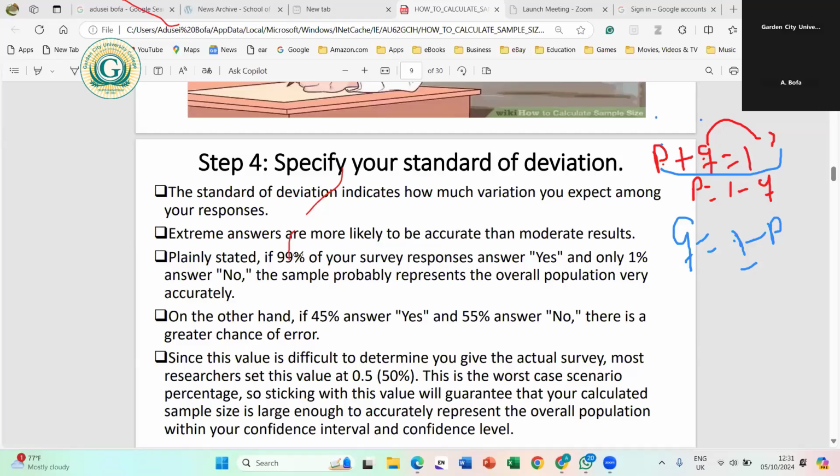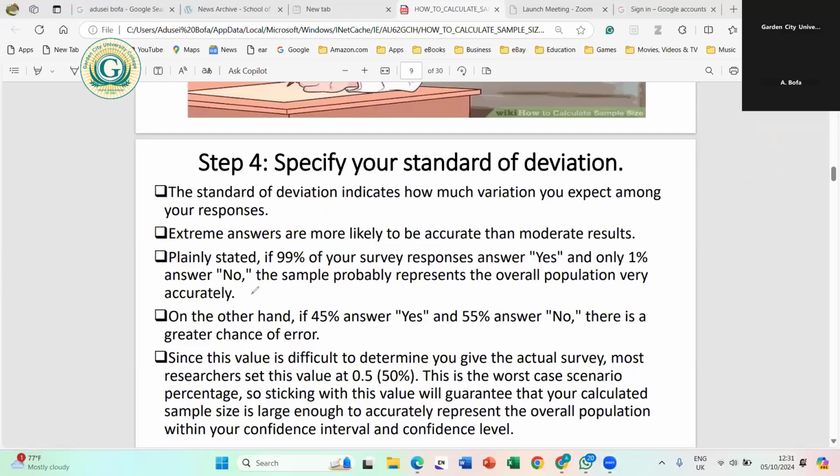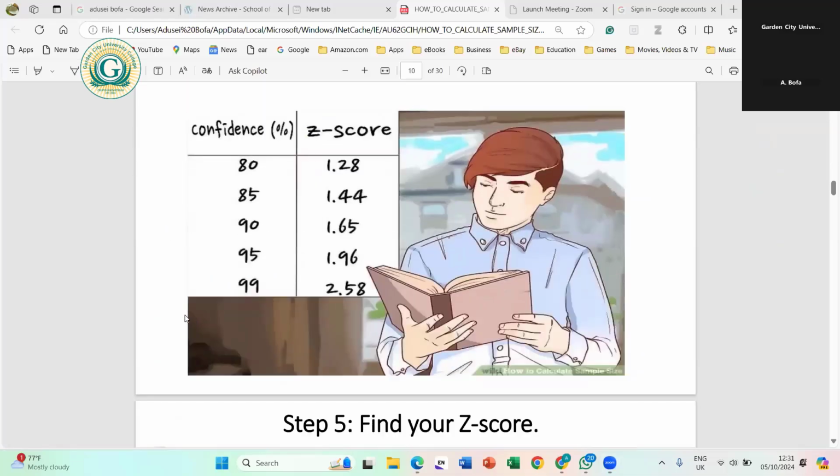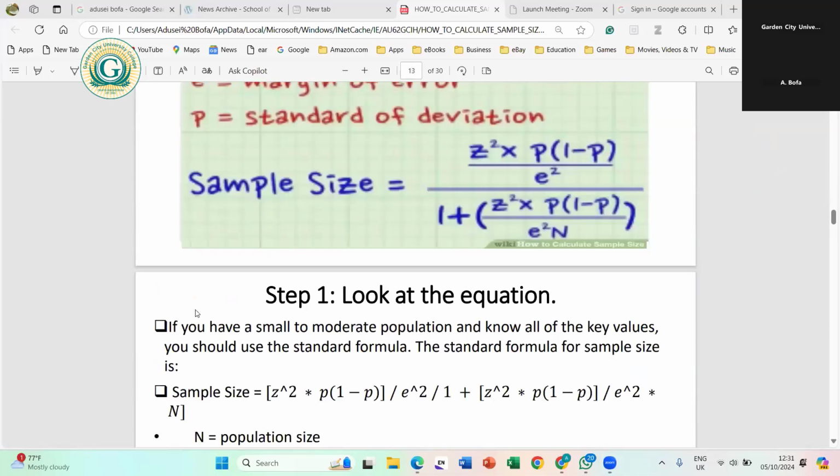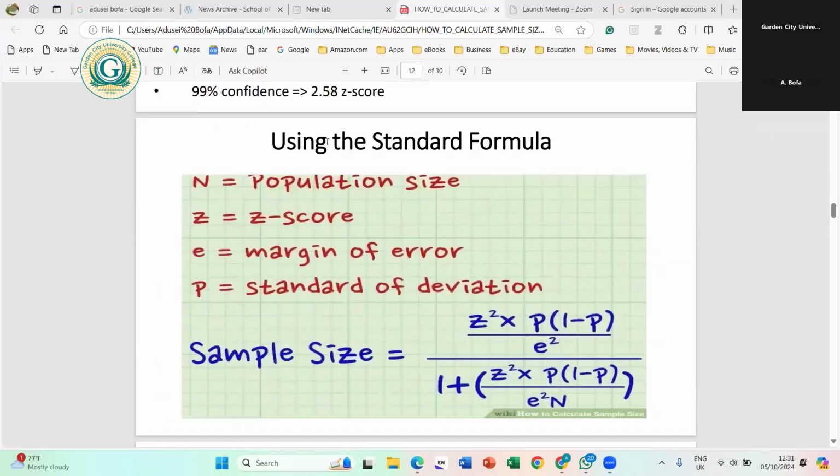So now let's go and start with the computation. Please try and do it over there. Try and get yourself calculators. I'll give you time to practice it. So now let's go to the formulas. The first formula is what we refer to as the standard formula.